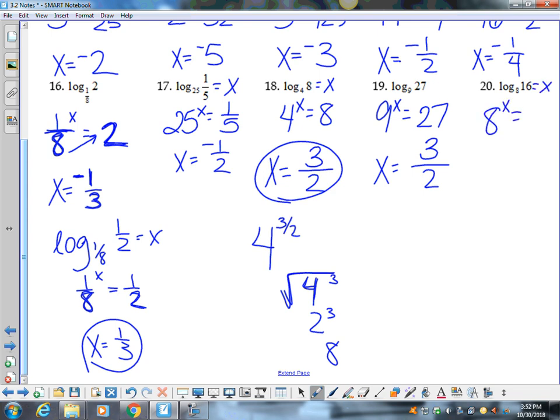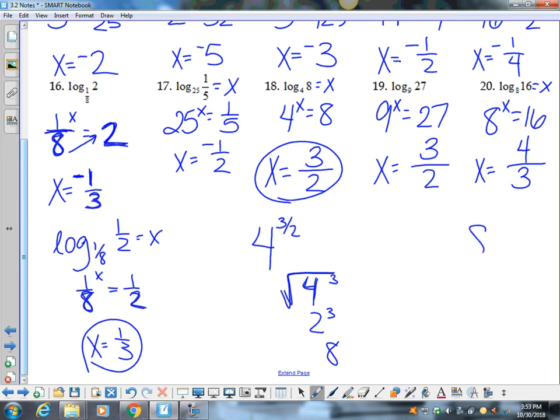8 to the x equals 16. I cannot turn an 8 into a 16 with a power. I can multiply by 2, but I can't do that with a power. But I can, let's see, I can't square root an 8, but I can cube root an 8. That'll make it a 2. And then how can I turn a 2 into a 16? 2 times 2 is 4 times 2 is 8 times 2 is 16, so it needs a 4.